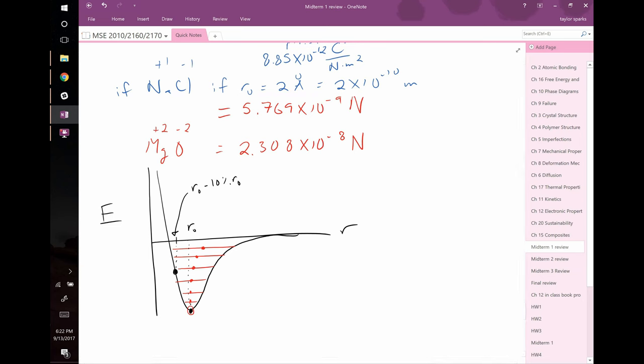It'd be more symmetric. Yeah, it'd be increasingly symmetric. Yeah, Rob? What does the potential well of water look like? Well, what would water look like?